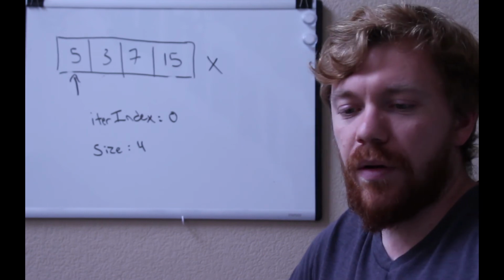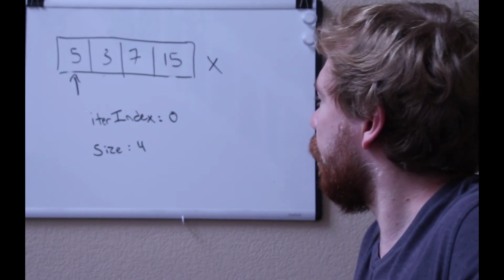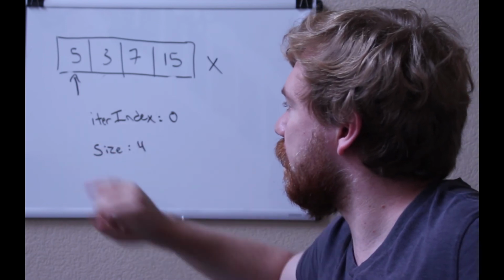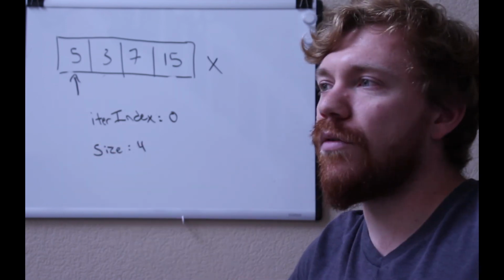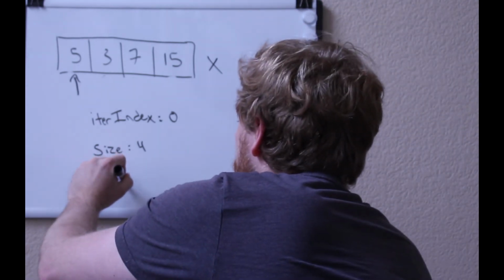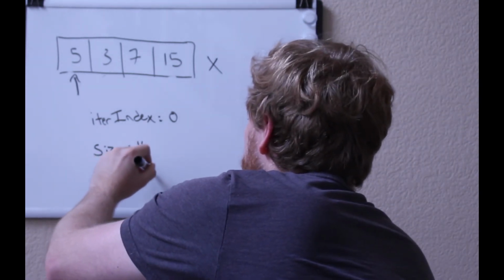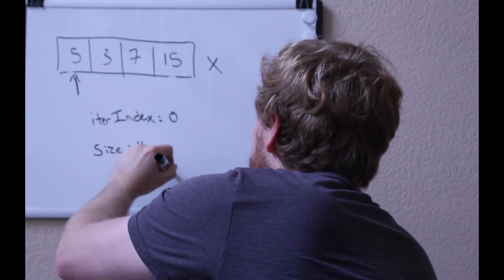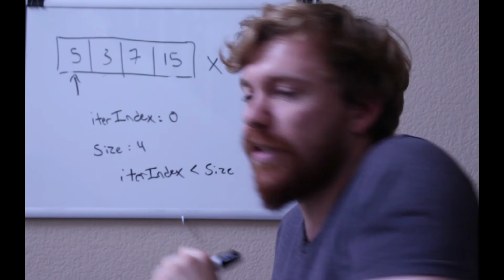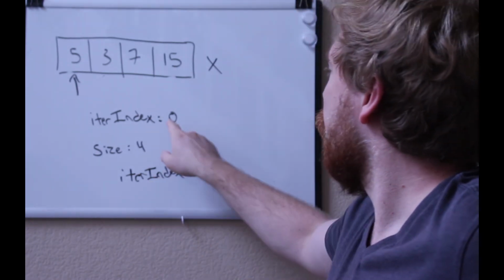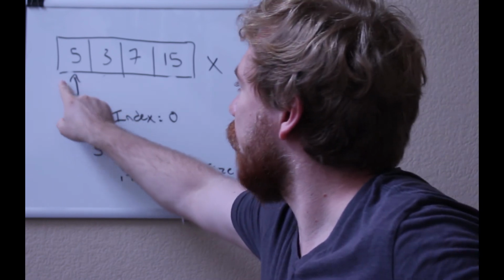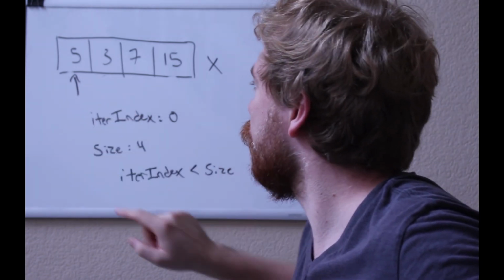And so you might be able to see this. For as long as our iterIndex is less than the size, then our condition holds true. So this is what we're looking at here: iterIndex is less than size. Well, let's see if this holds true. iterIndex is 0, it's less than the size, and our hasNext should return true. Good.